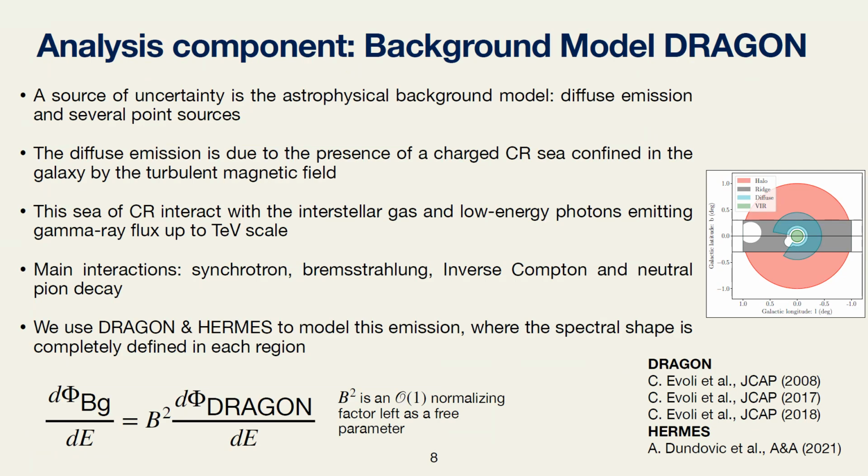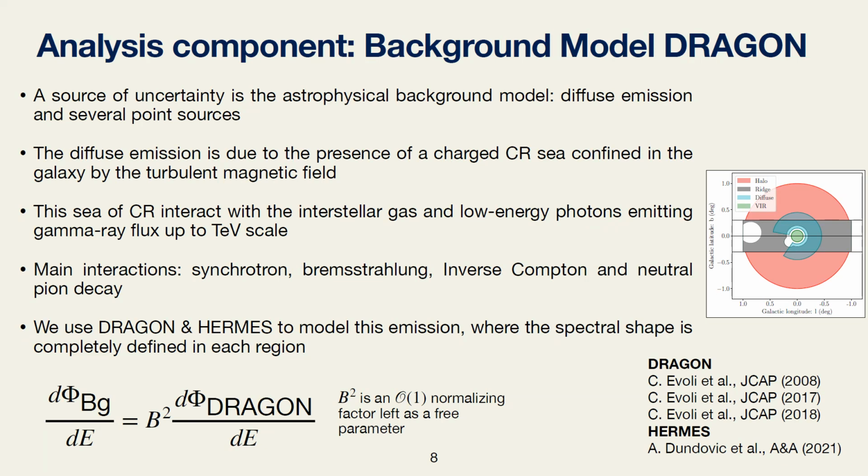I am using the DRAGON model to compute the background model existing in the diffuse emission. So one source of uncertainty is this astrophysical background diffuse model, both the diffuse and also the several point sources within the regions. This diffuse emission is mainly due to the presence of charged cosmic rays confined in the galaxy by the turbulent field.